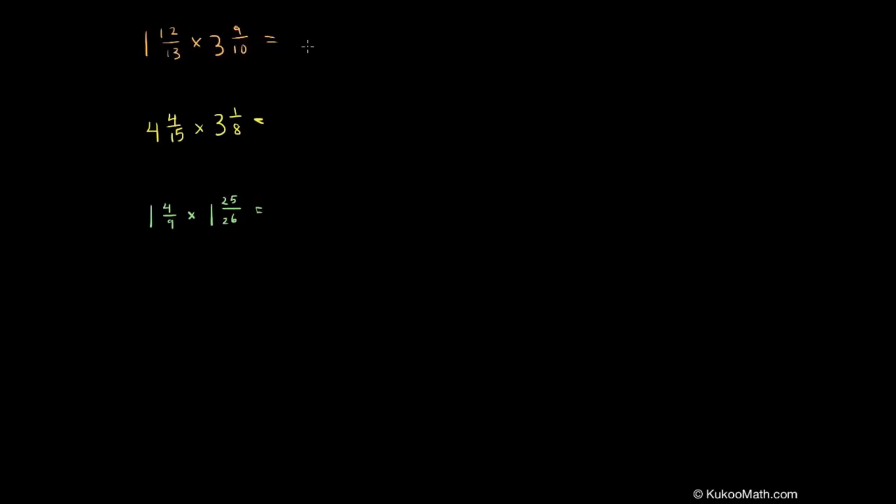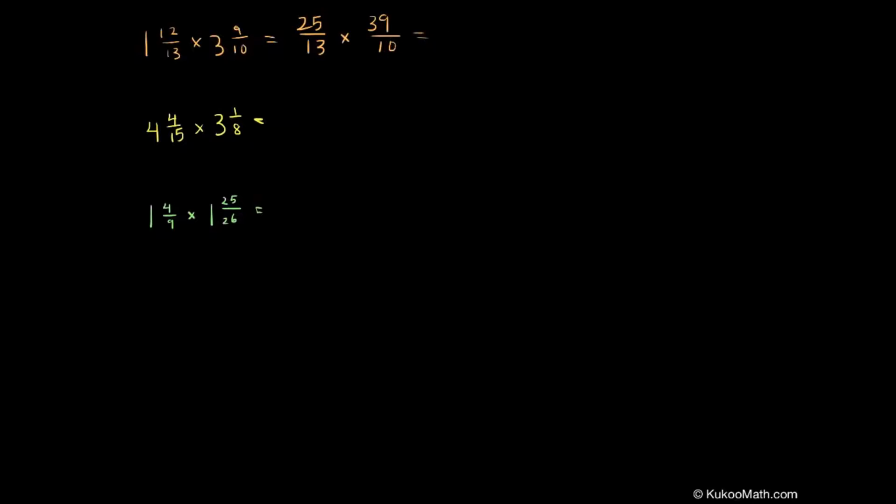1 and 12/13 becomes 13 times 1 is 13 plus 12, so that's 25 over 13. And then this mixed fraction becomes 10 times 3 is 30 plus 9 is 39. So 39 over 10.